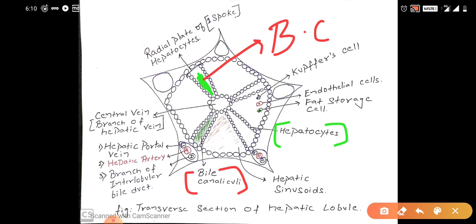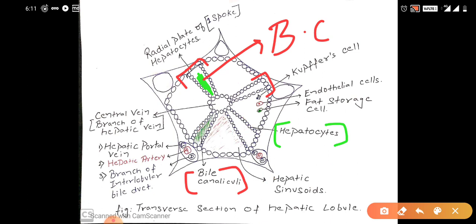And the space between the two radial plate means the space between the two spokes. So if I am considering this as one spoke and this as another spoke, then this space is called sinusoids. This space is called sinusoids or hepatic sinusoids. Look, this is one hepatic plate or radial plate, and this is another radial plate, and the space between these two is called sinusoids.